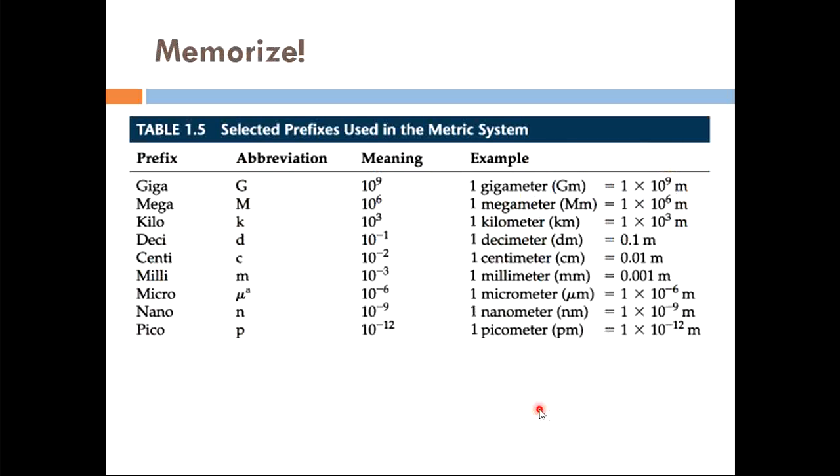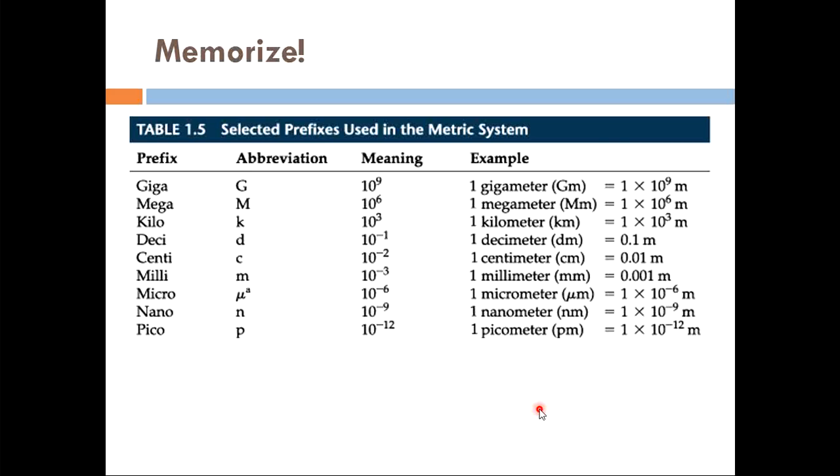Now, in addition to King Henry died by drinking chocolate milk, you do need to know these prefixes as well: giga, mega, micro, nano, and pico. On the right, you will see that 1 gigameter is equal to 1 times 10 to the 9 meters. The base unit is meters for this example. 1 nanometer is equal to 1 times 10 to negative 9 meters. 1 picometer is 1 times 10 to negative 12 meters.